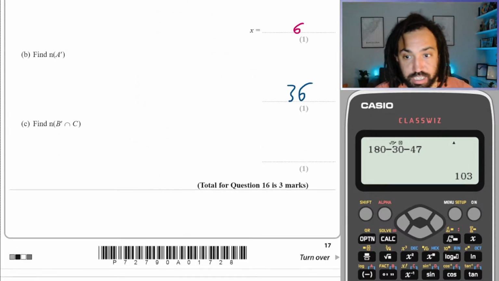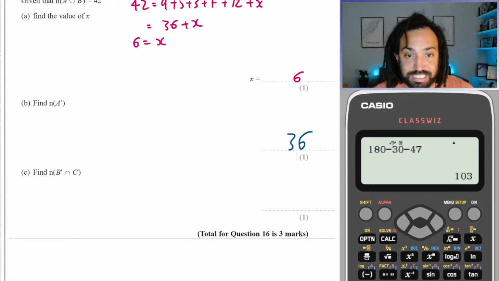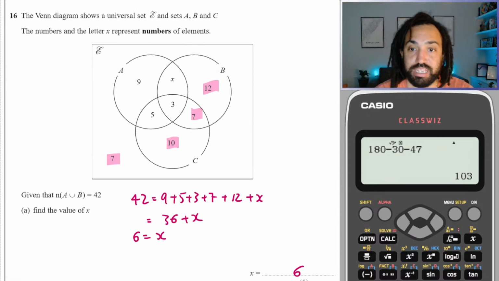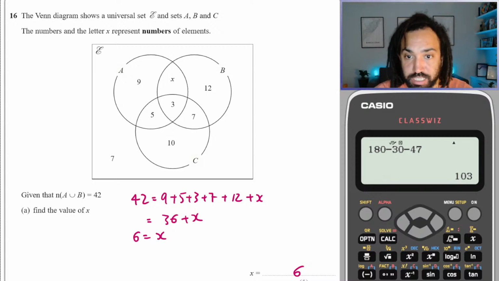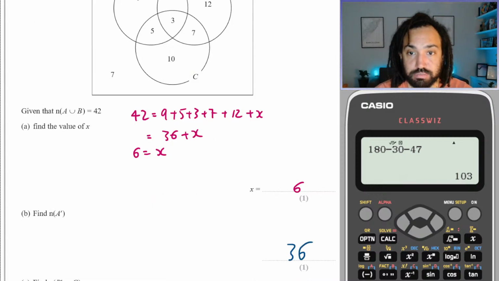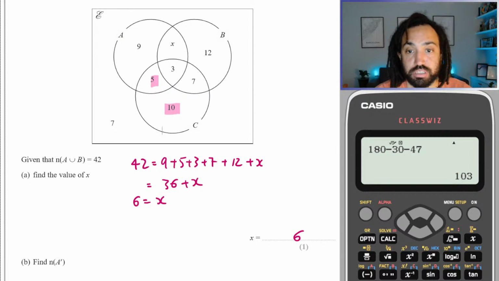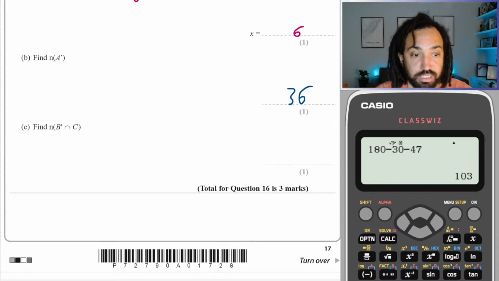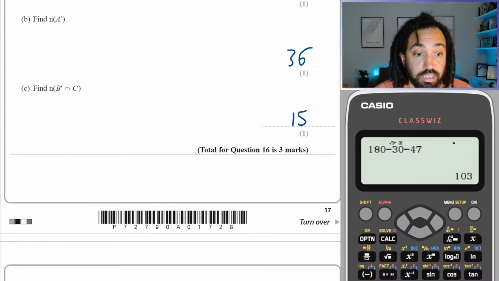And then finally, not in B and in C. So who's not in B and is in C? Not in B and you're in C. You must be, no, oops, 5 and 10. Those are the ones that are not in B and in C, so that's 15. Okay, lovely.